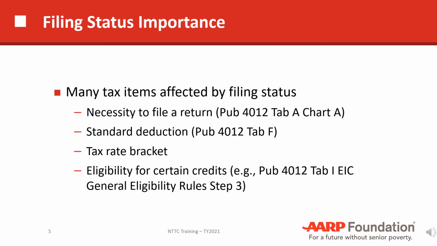Your tax rate bracket as a taxpayer is influenced by your filing status. Your eligibility for certain credits, for example, the EIC, Earned Income Credit, if you look at Tab I of the 4012, your general eligibility rules, step number 3. So if you look at those things, they all depend heavily on having the correct filing status determined.